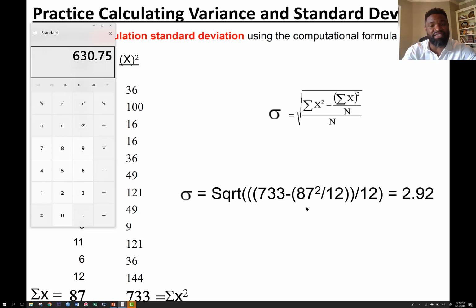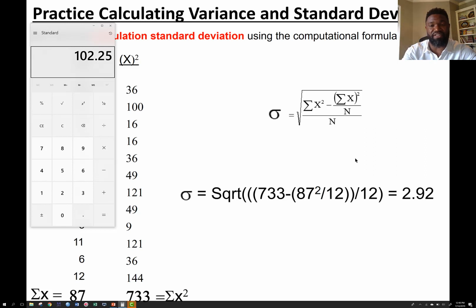And now we have to take that number and subtract it from 733. So 630.75, let's see if we remember that in like 2 seconds. 733 minus 630.75 equals 102.25. So that gives us everything in this set of parentheses, this second set.